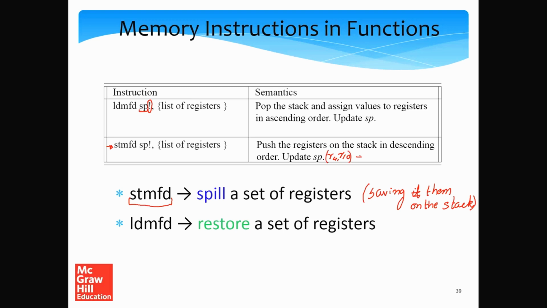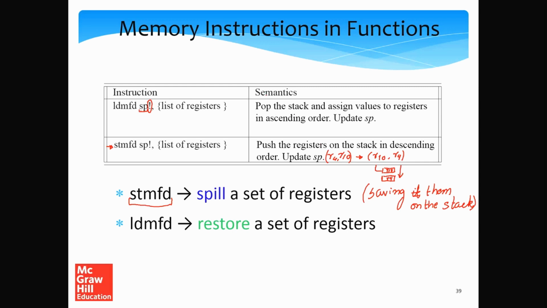So what the hardware would do is first sort them in descending order. So it would be R10 and then R4. The values of these registers would be pushed in the same descending order. So R10 will essentially be pushed first, assuming the stack is downward growing, and then we would push R4.